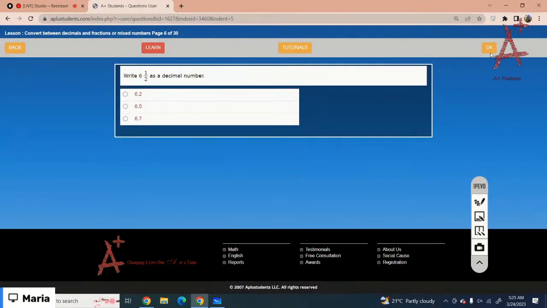Okay, the next one is write 6 whole 1 over 2 as a decimal number. So, which is the correct option? It would be 1 over 2 equals 0.5. So it would be 6.5. Got it? Not 6.2. 1 by 2 means half. Got it? So half is 0.5. So it would be 6.5. Got it?